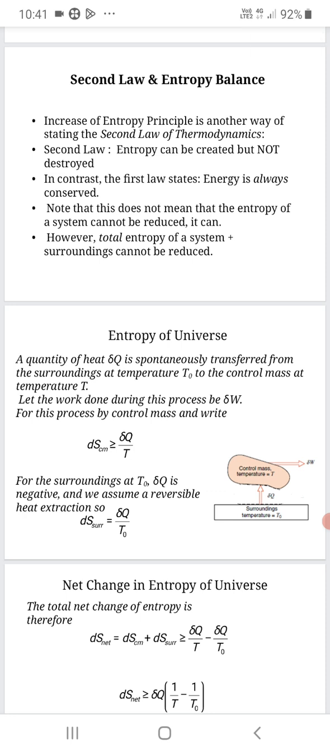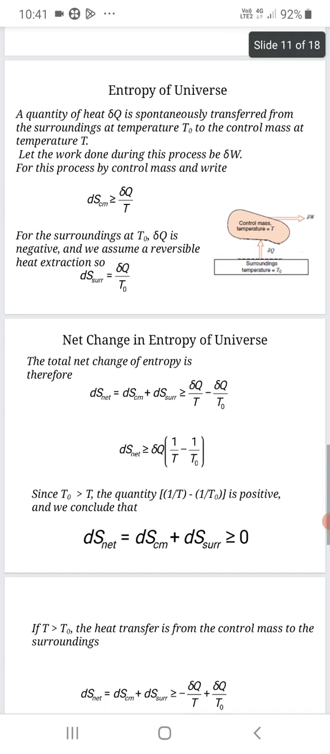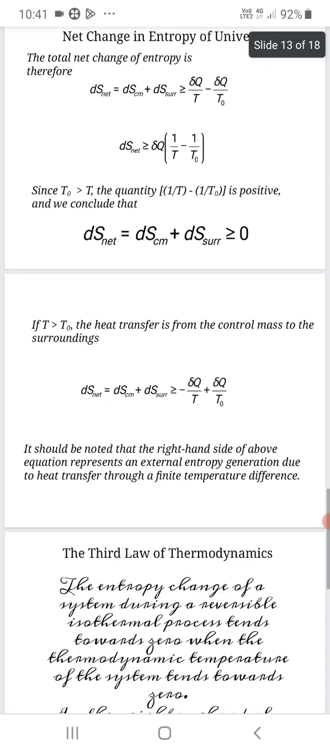Entropy of the universe means a quantity of heat dQ by T is equal to dS. Net entropy is dS equal to dQ by T.